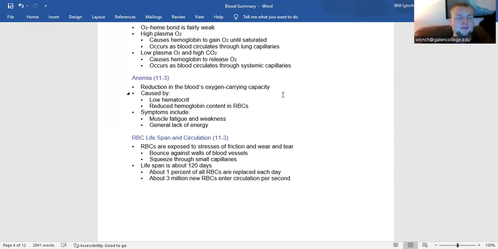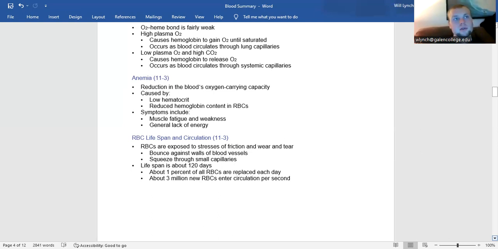Red blood cells have a relatively short lifespan, about 120 days. They undergo a lot of wear and tear and friction because of their squeezing through the small capillaries and bouncing against the vessel walls that they come across. So they do undergo a lot of mechanical torsion as they move through the vascular system. So the lifespan is about 4 months or so, about 120 days.